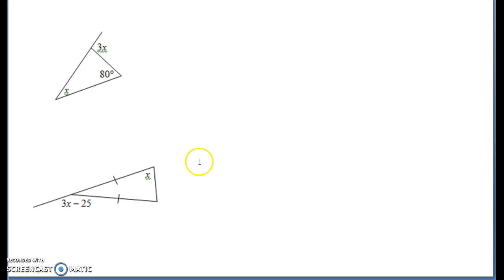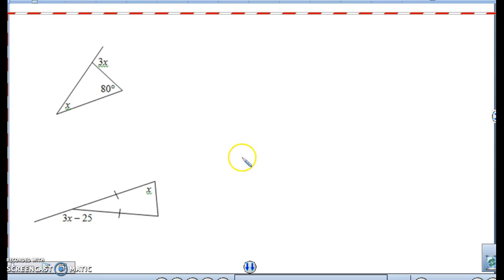Now for our final one, you have to pay attention to which ones are the remote interior angles. So if this is my exterior angle, this angle and this angle would be the remote interior angles. Now we can't use supplements on this because we don't know what this x value is right here. But we do know that these two hatch marks mean these two sides are equal. So that means that these two angles right here will be equal. So if this angle is x, this angle is also going to be x. This is an isosceles triangle. If the two sides are equal, the two base angles are also equal.